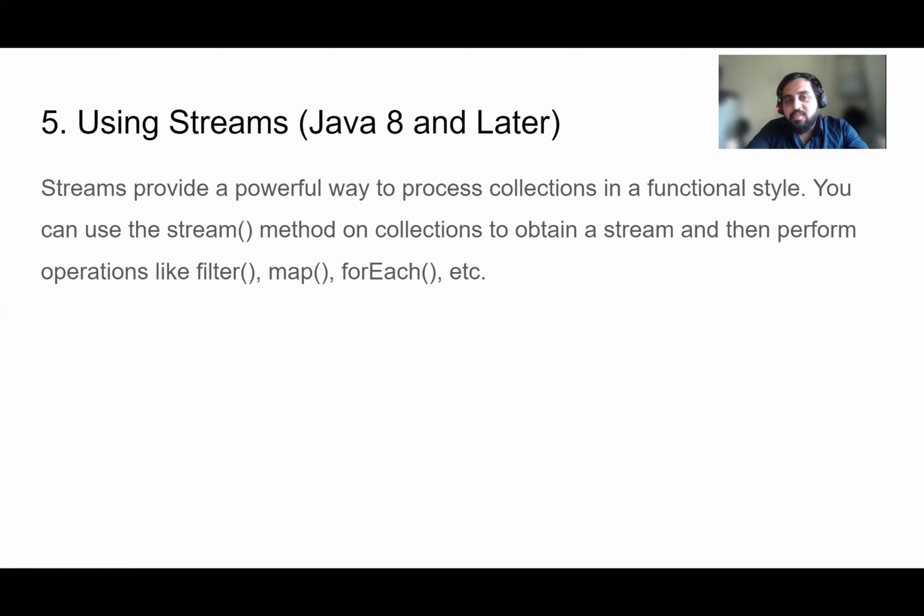Streams provides a powerful way to process collections in a functional style. That means functional programming. I'll talk about that later, because if I talk about it now, you'll get confused. We can use the stream method on a collection to obtain a stream. Stream means one by one, like a stream of data. Then we can perform operations like filter, map, forEach, etc.